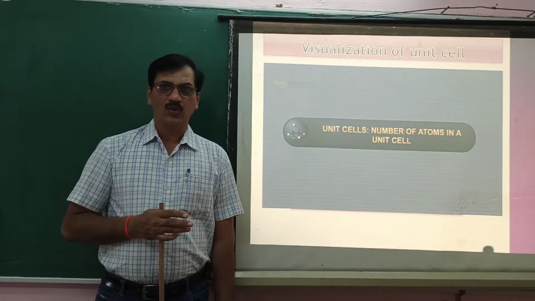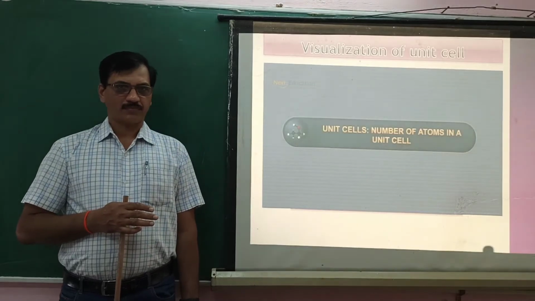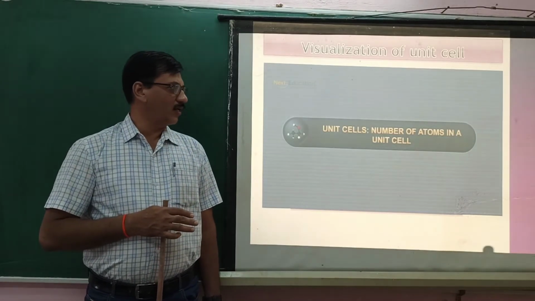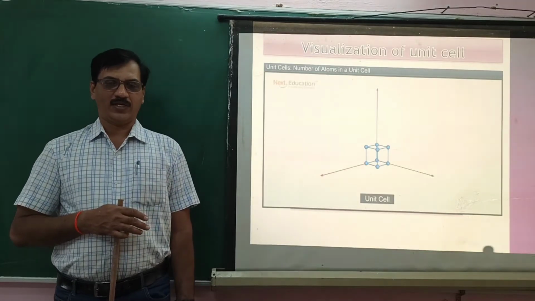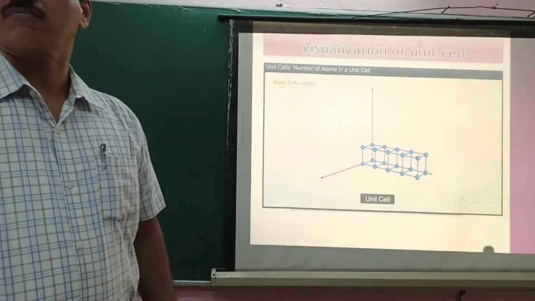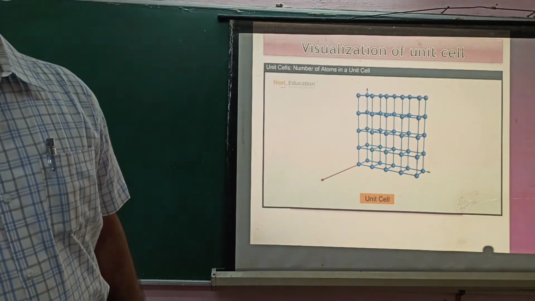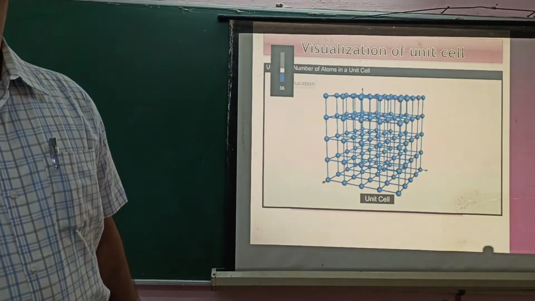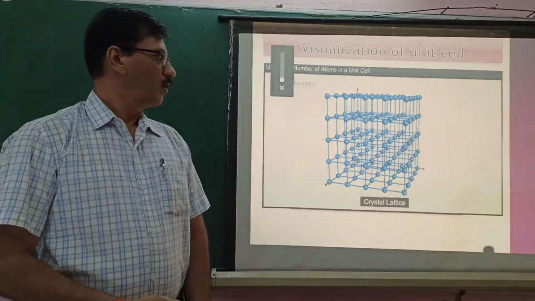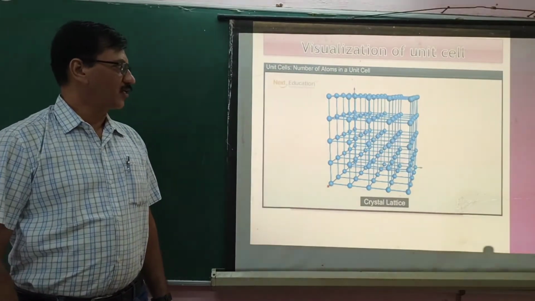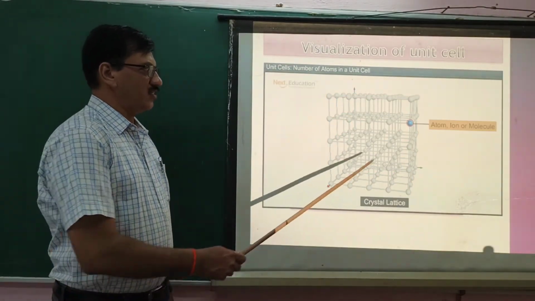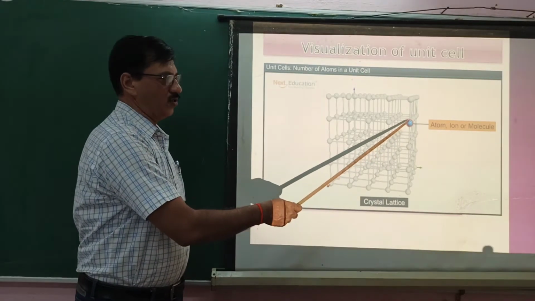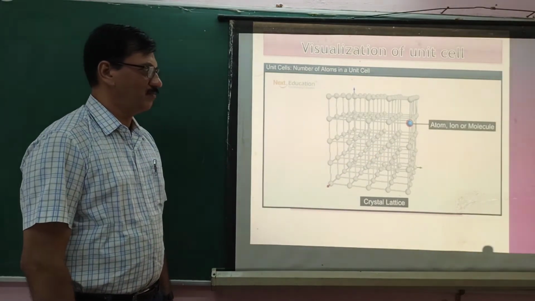Now look into this particular video and try to understand more about it. A crystal is made of an infinite number of unit cells. See the way the crystal lattice is present. So this is an atom, ion, or a molecule which is called a lattice point.